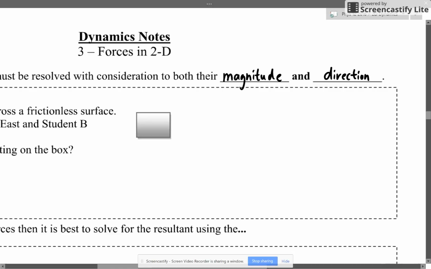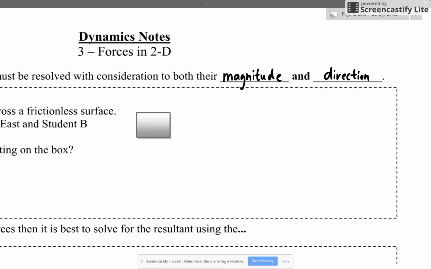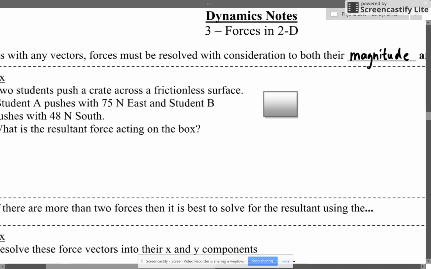So if I give you a force and it has magnitude and direction, you should be able to break it up into x and y components. Or when you have to add two forces together, you do not just add the numbers, you have to add them in vector form. So let's look at an example.